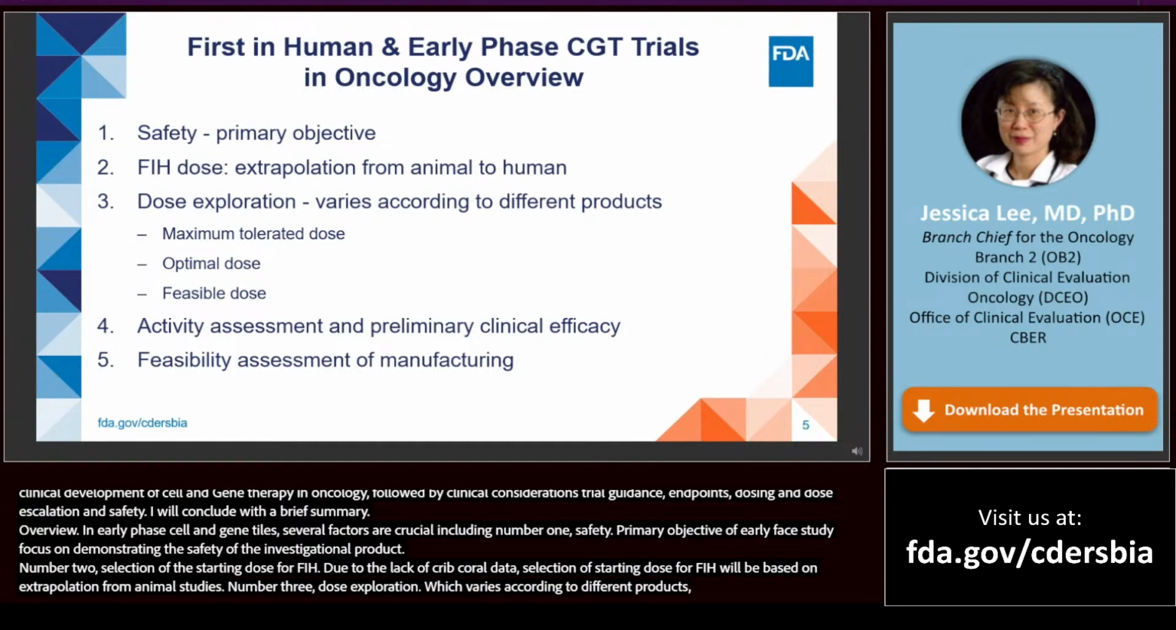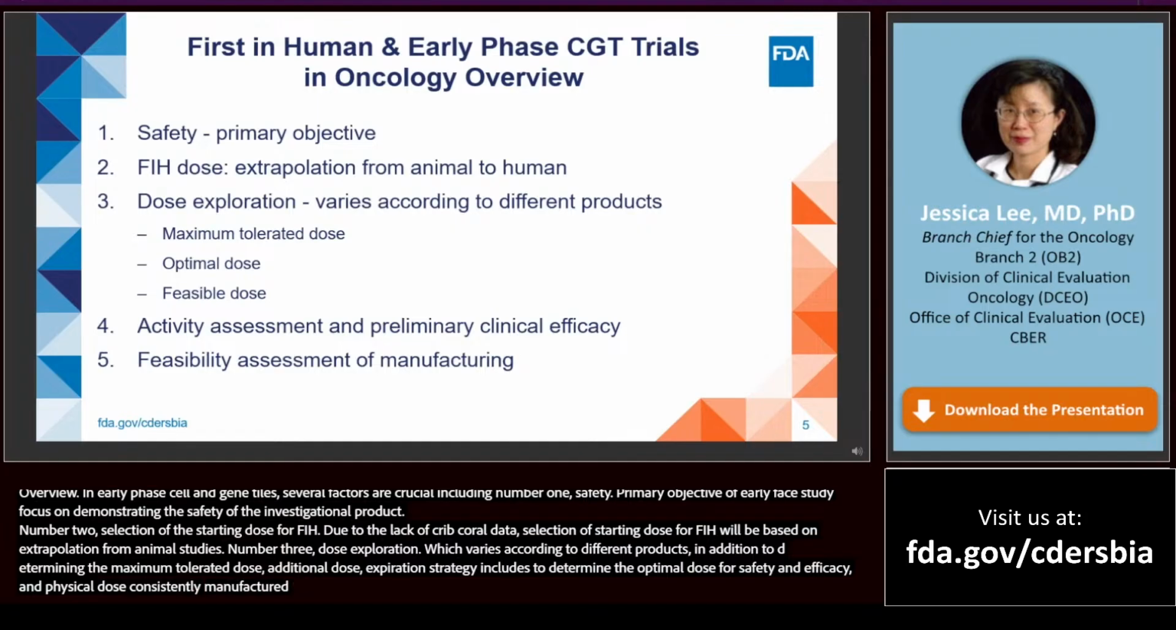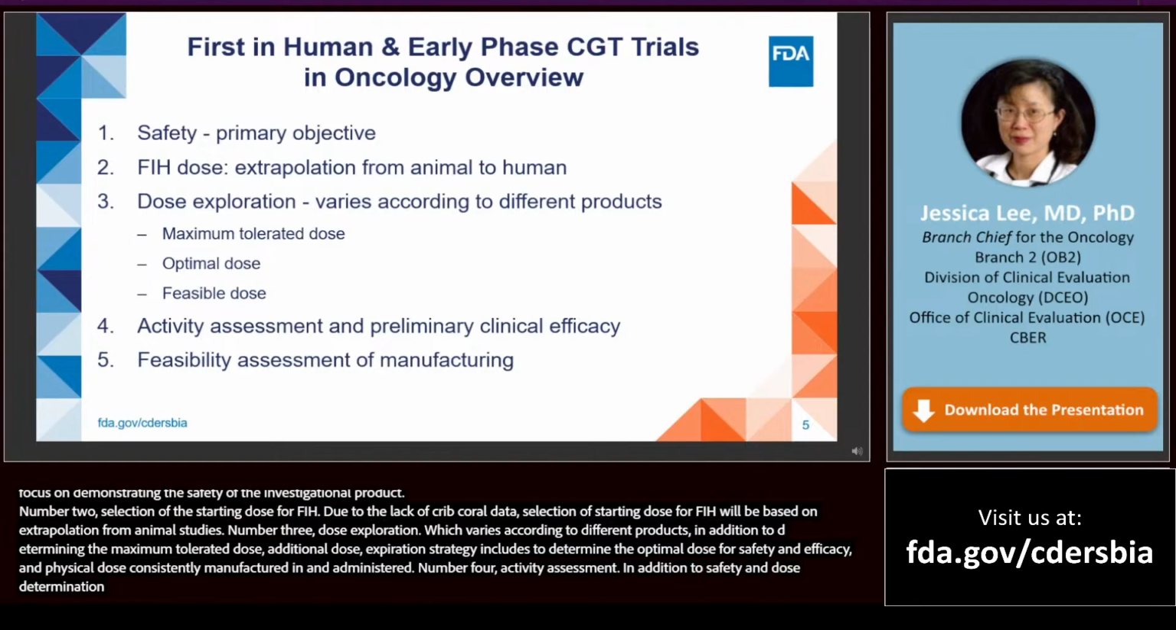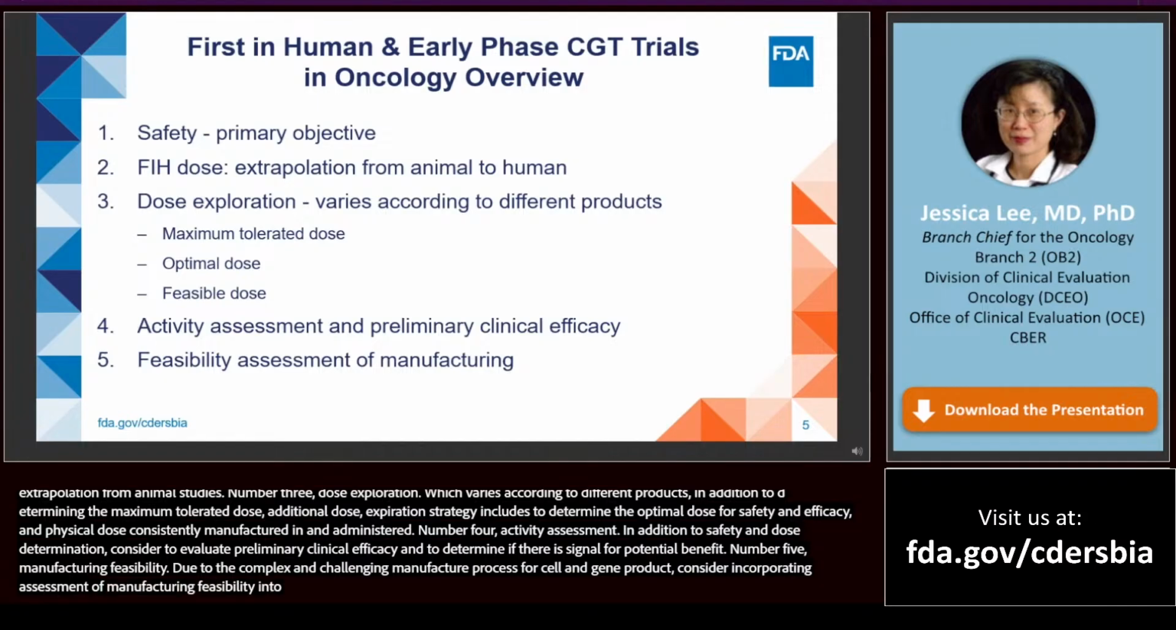In addition to determining the maximum tolerated dose, additional dose exploration strategy includes to determine the optimal dose for safety and efficacy, and to determine the feasible dose that can be consistently manufactured and administered. Number four, activity assessment. In addition to safety and dose determination, consider to evaluate preliminary clinical efficacy and to determine if there is signal for potential benefit. Number five, manufacturing feasibility. Due to the complex and challenging manufacture process for cell and gene therapy product, consider incorporating assessment of manufacturing feasibility into study objective.